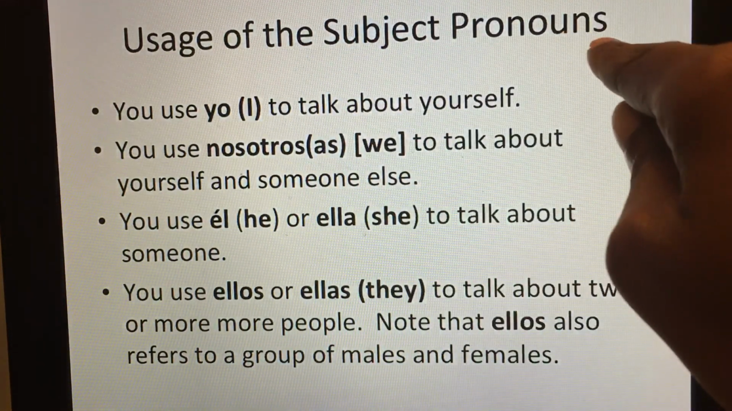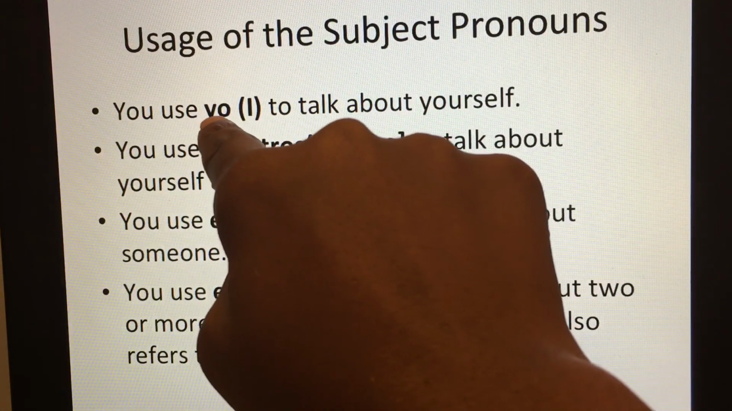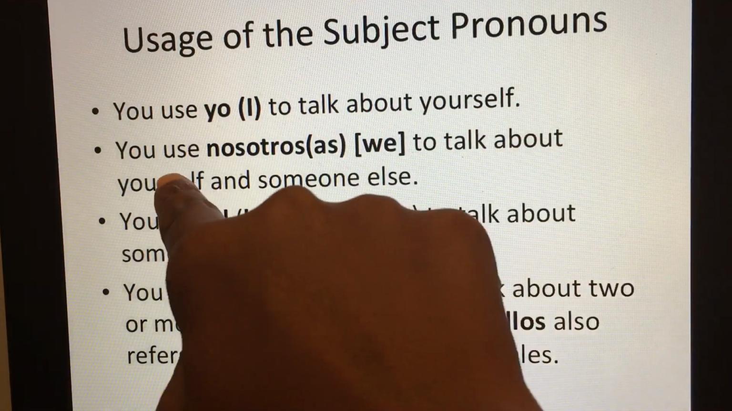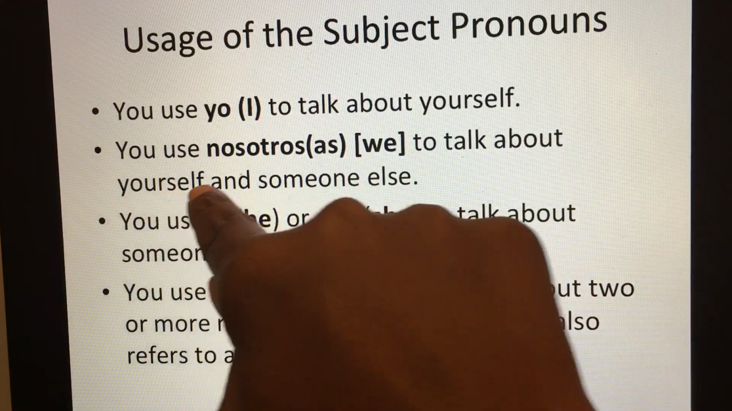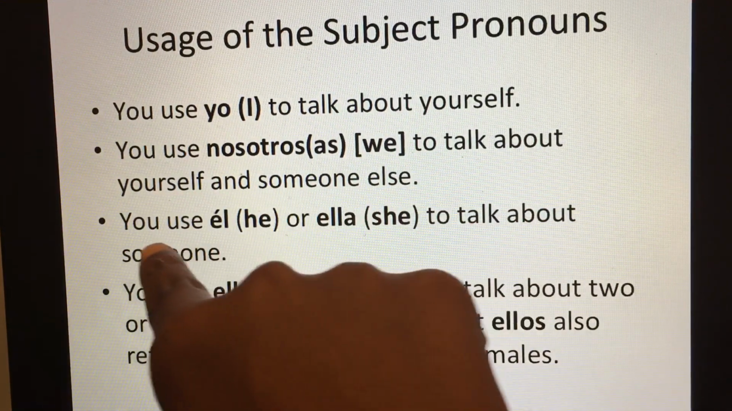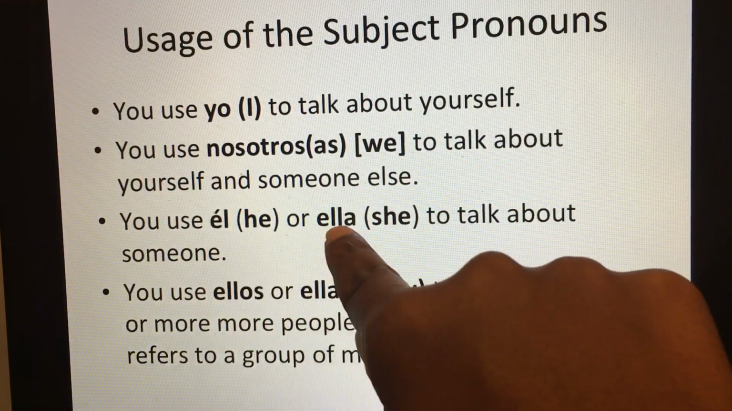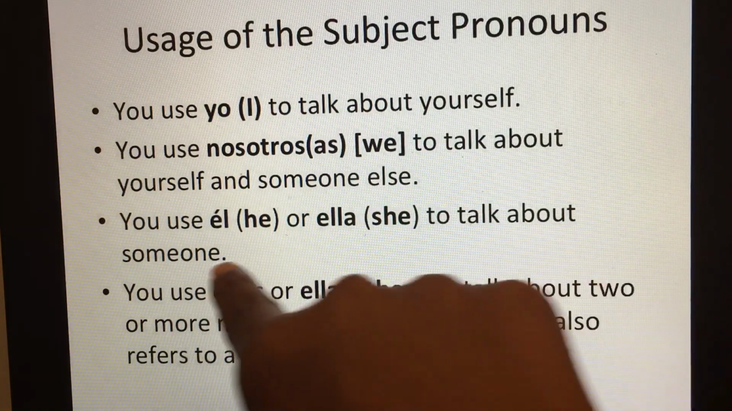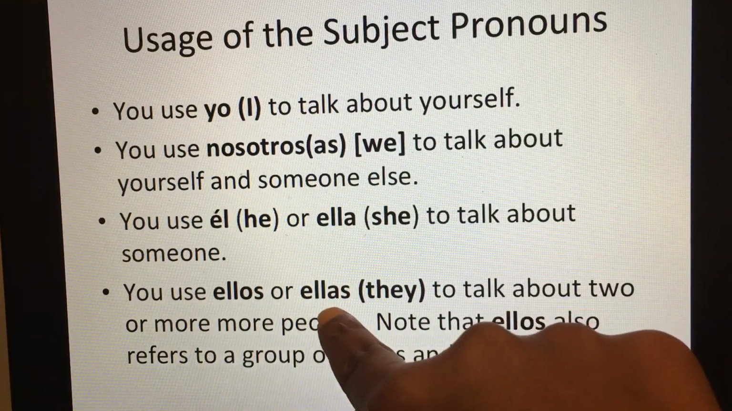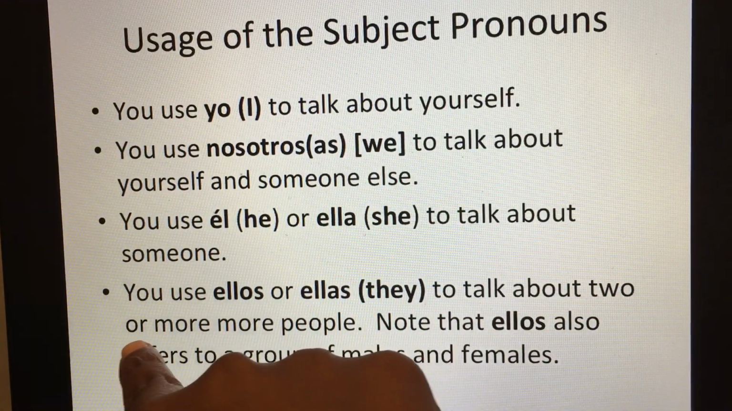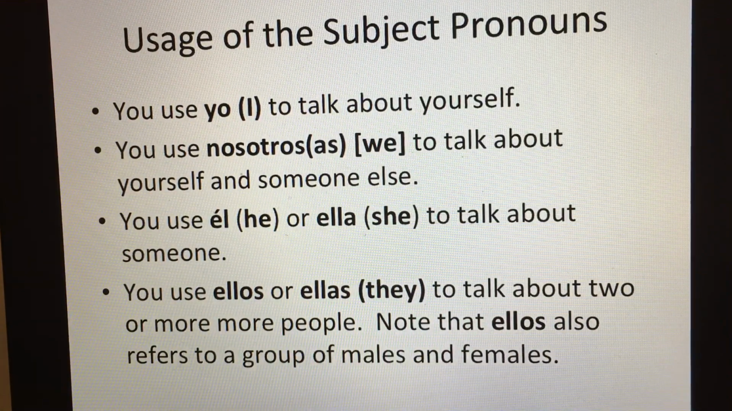Usage of the subject pronouns. You use yo to talk about yourself. You use nosotros or nosotras to talk about yourself and someone else. You use él or ella to talk about someone. You use ellos or ellas to talk about two or more people. Note that ellos also refers to a group of males and females.